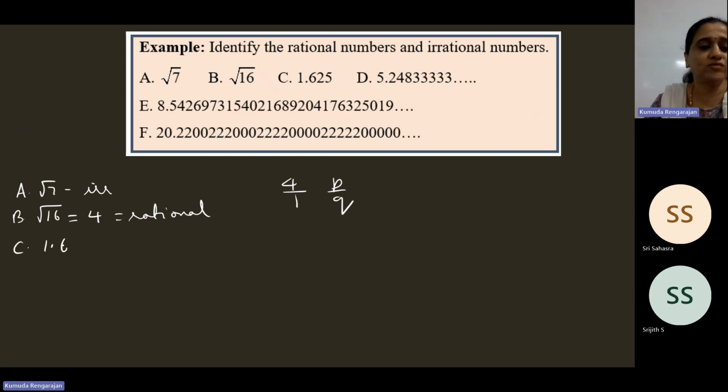See, 1.625. 1.625 is a rational number because it's a terminating decimal. Terminating decimals are rational numbers. Non-terminating, repeating decimals are also rational numbers. Terminating decimals and non-terminating, repeating decimals are rational numbers because both of them have a P by Q form. So 1.625 is a terminating decimal. It has a P by Q form and hence it's a rational number.